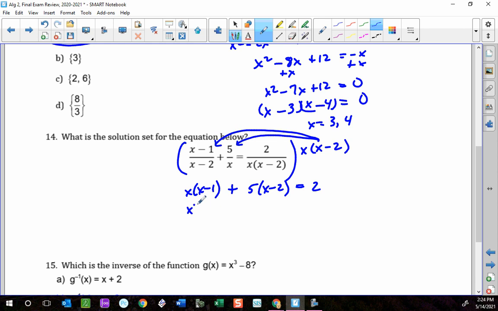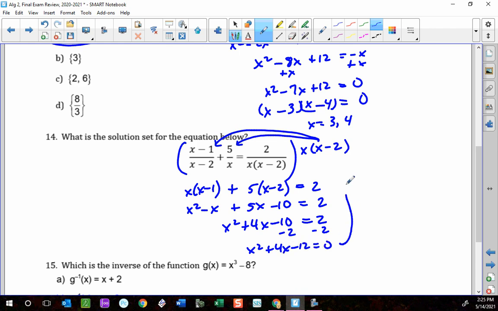So I have x squared minus x plus 5x minus 10 equals 2. Alright, so I got x squared plus 4x minus 10 equals 2, because the negative x and the 5 made 4. So I got to take away 2, so I get x squared plus 4x minus 12. Alright, so I'm going to go factor it.